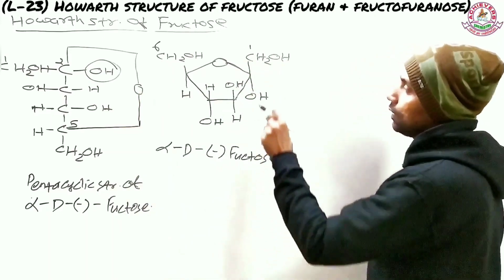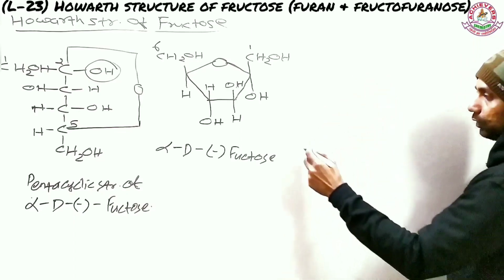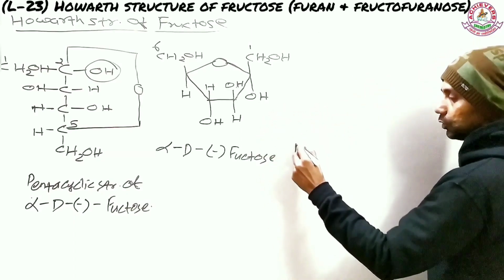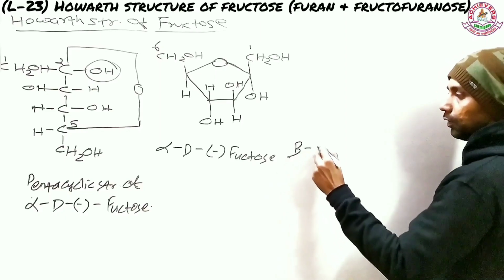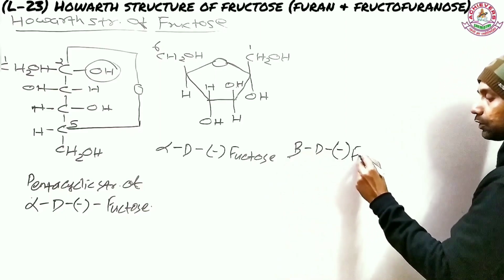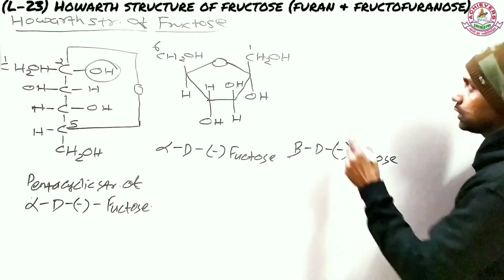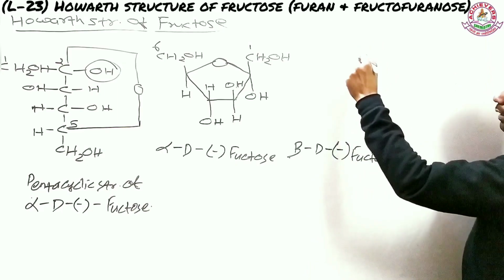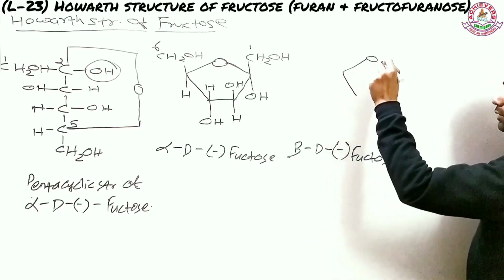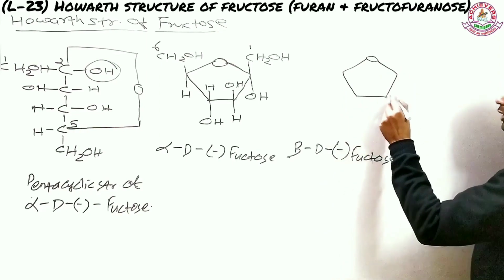Now pay attention, when I'm trying to take you through the beta one. Let me write the name first. This is going to be your beta, D, again levorotatory fructose. So what you need to do is draw the same thing, a structure similar to this one. This is your oxygen, and there you have your ring.